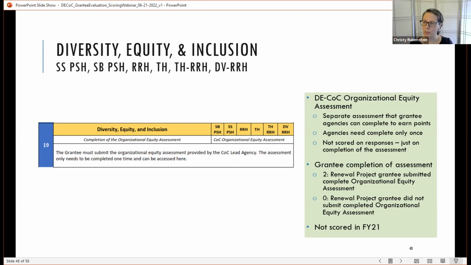It's an organizational assessment. And you're not scored on your responses. You're really just being scored on, did you go through the effort to do the assessment? And so please complete it. Don't worry so much about, oh, I marked no here and they're going to take points off. That's not how this works. We want an honest look at where you're at when it comes to diversity, equity, and inclusion.